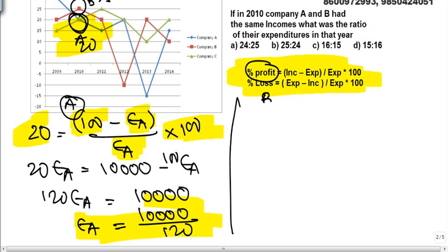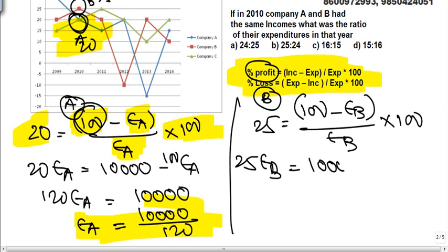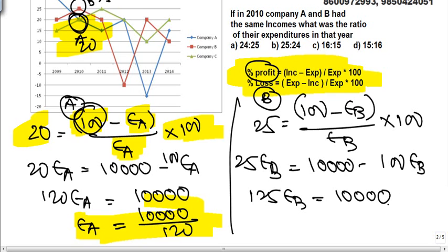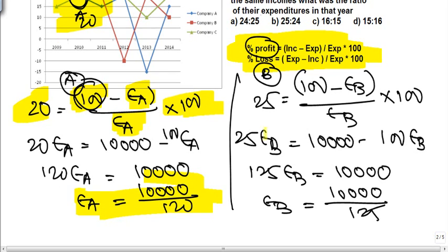We do the same for B here. B's profit is 25. Incomes are the same, so the income is 100, and the expenditure of B is income minus expenditure, profit. So what do we get? 25 times EB equals 10,000 minus 100 EB. 125 EB is 10,000. So the expenditure of B is 10,000 upon 125. Already we have solved this.